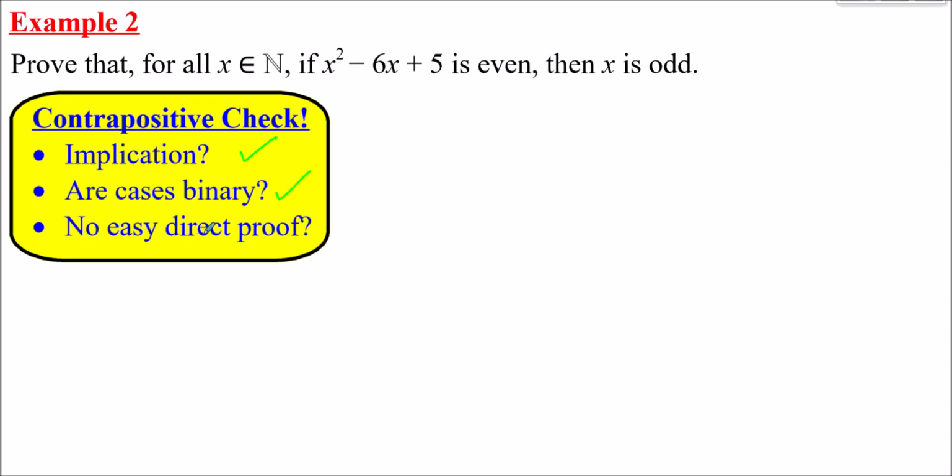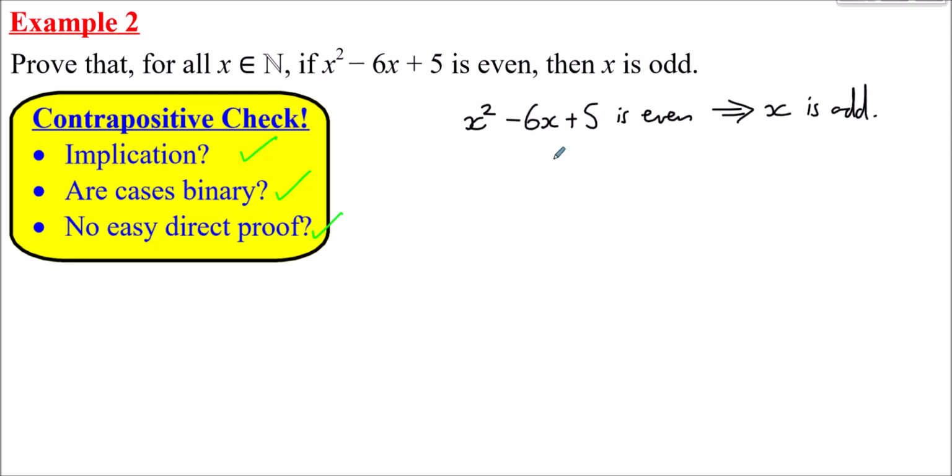Is there no easy direct proof? Well, again, if this is even, I'd have to write this in the form of 2k. Could I show that the square root of 2k is odd algebraically? I really don't think I can. So this again, there's no easy direct proof. So let's write the initial statement in its mathematical form. So x squared minus 6x plus 5 is even. And the statement is saying this implies that x must be odd.